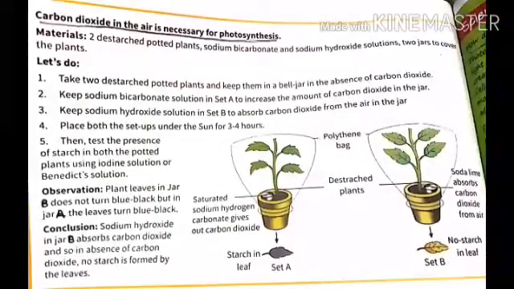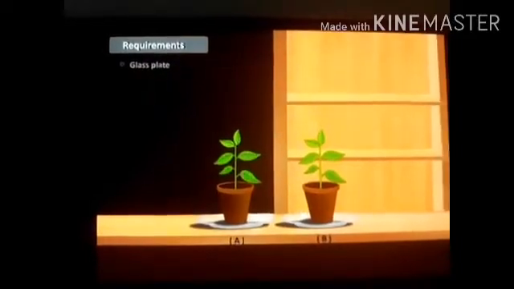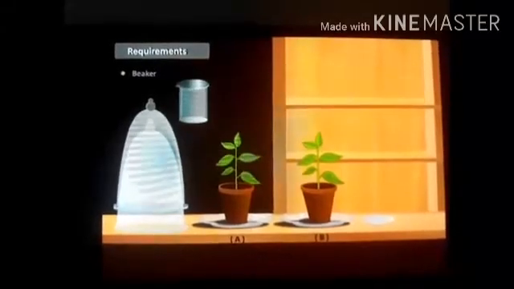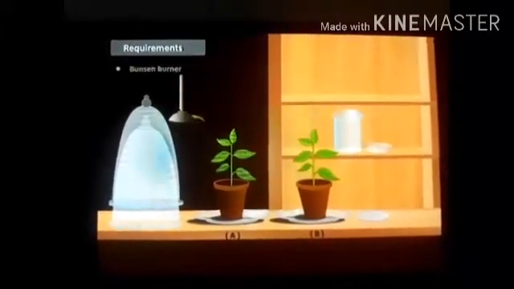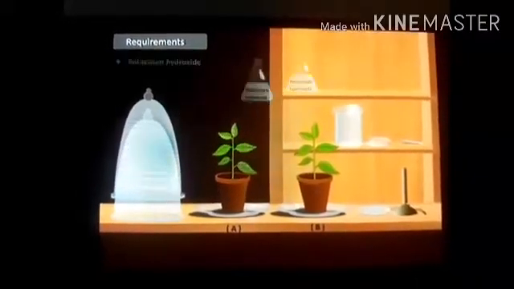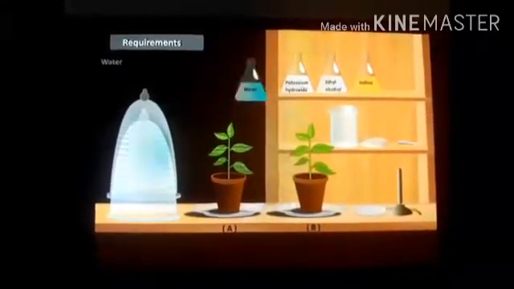Now think, in absence of carbon dioxide, can the photosynthesis process take place in a plant? Answer is no. In fact, we can prove this with the help of an activity which is given here, that carbon dioxide is necessary for photosynthesis. Let's verify this. For this, we need two potted plants of the same size, glass plate, bell-shaped jar, watch glass, beaker, petri dish, Bunsen burner, forceps, dropper, potassium hydroxide, ethyl alcohol, iodine and water.